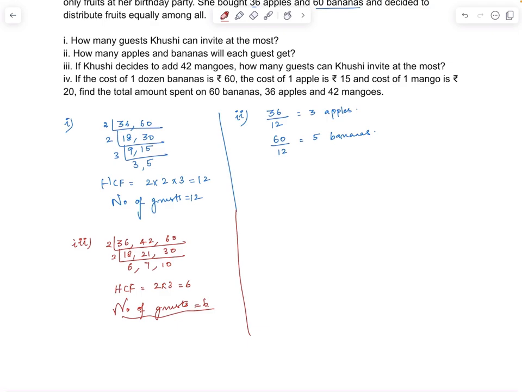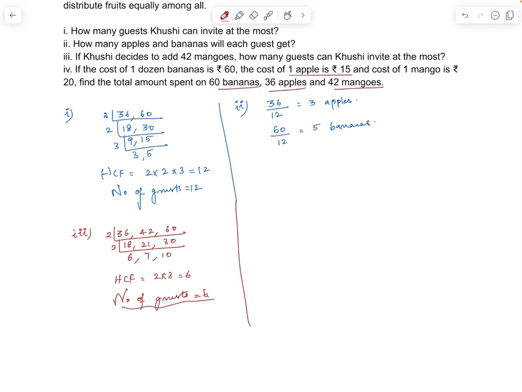Question 4. If the cost of 1 dozen bananas is 60, the cost of 1 apple is 15, the cost of 1 mango is 20. Find the total amount spent on 60 bananas, 36 apples and 42 mangoes. For apple, 1 apple rate is given. For mango, 1 mango rate is given. For bananas, it is for 12.